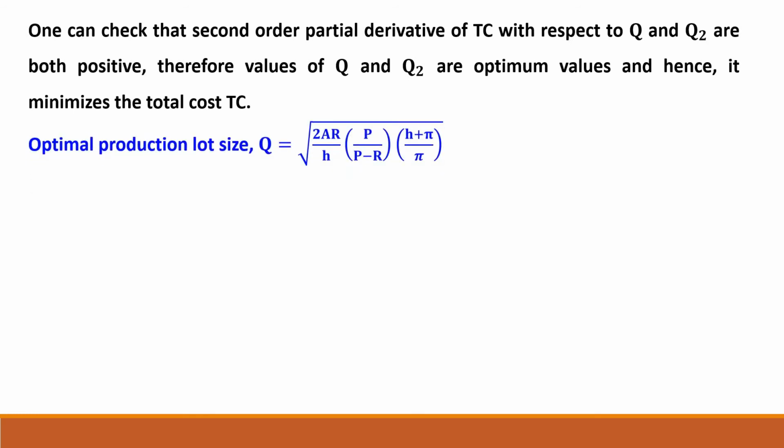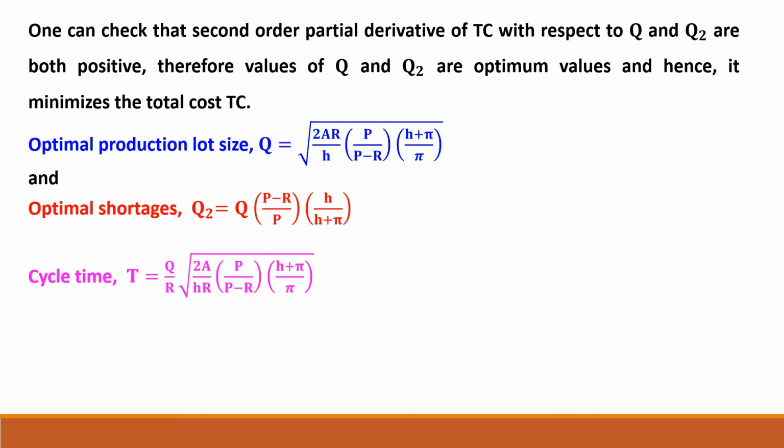Optimal production lot size Q is equal to square root of 2AR upon H into P upon P minus R into H plus pi upon pi. And optimal shortage is equal to Q2 equal to Q into P minus R by P into H upon H plus pi. Cycle time is Q upon R.